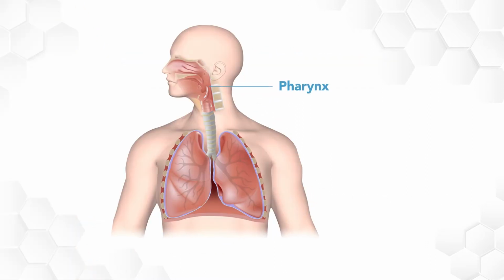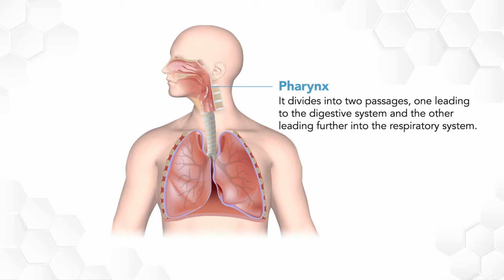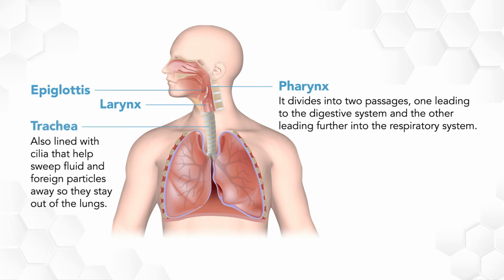The air then travels to the pharynx, which is the upper throat region. This is actually part of the digestive system and the respiratory system. At the bottom of the pharynx, it divides into two passages, one leading to the digestive system and the other leading further into the respiratory system. This is where the epiglottis is located. The air then travels through the larynx, which is the top of the air-only passage. This contains vocal cords that vibrate to create sounds. The air continues on, down through the trachea. This passage is also lined with cilia that help sweep fluid and foreign particles away so they stay out of the lungs.